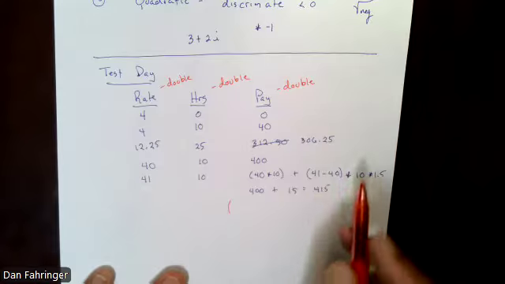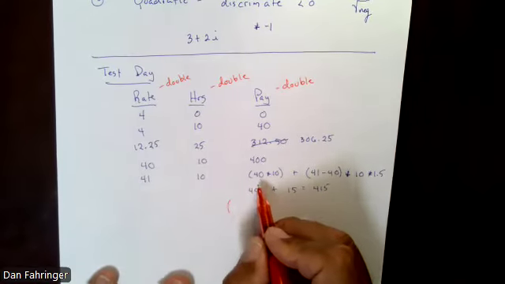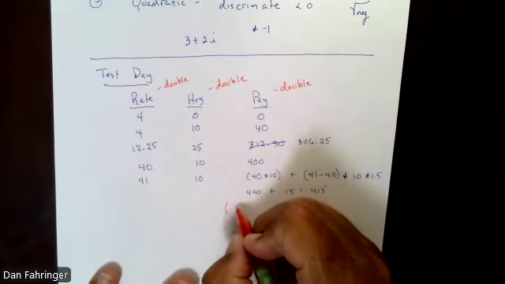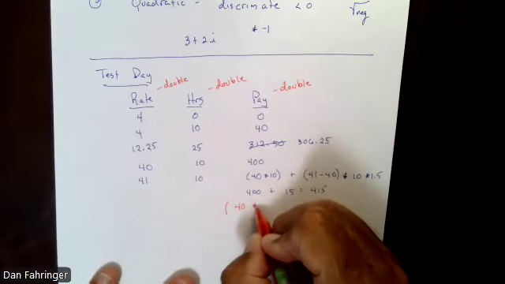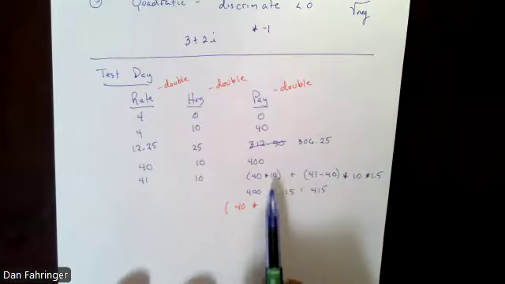For this overtime, well, first of all, the 40 is going to be straight up 40. Where's the 10 come from?